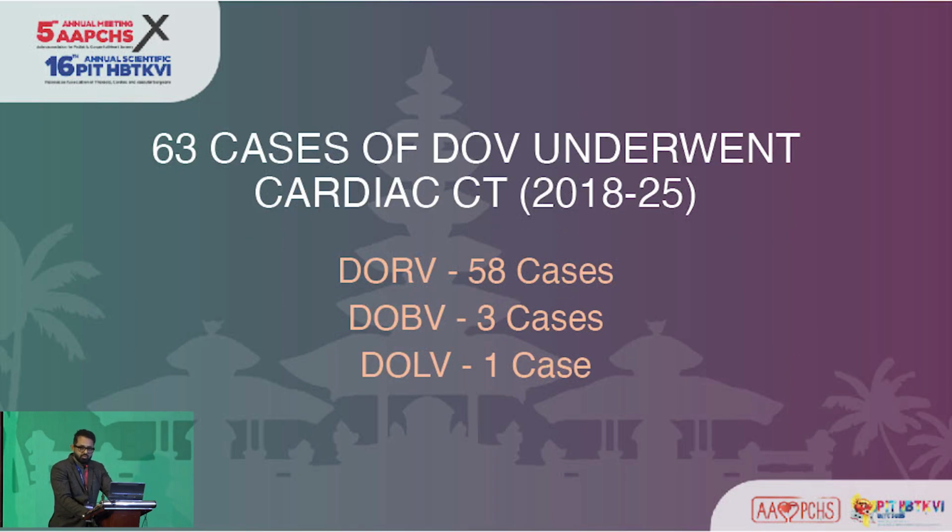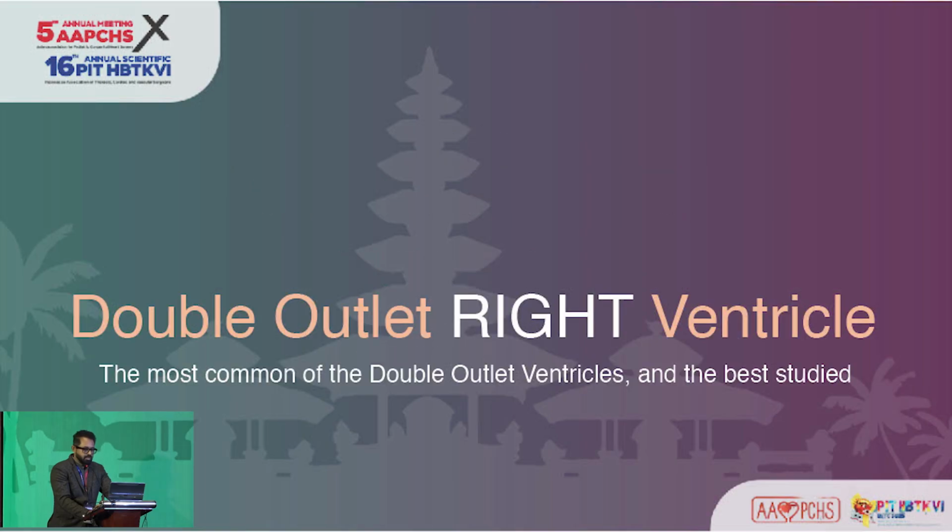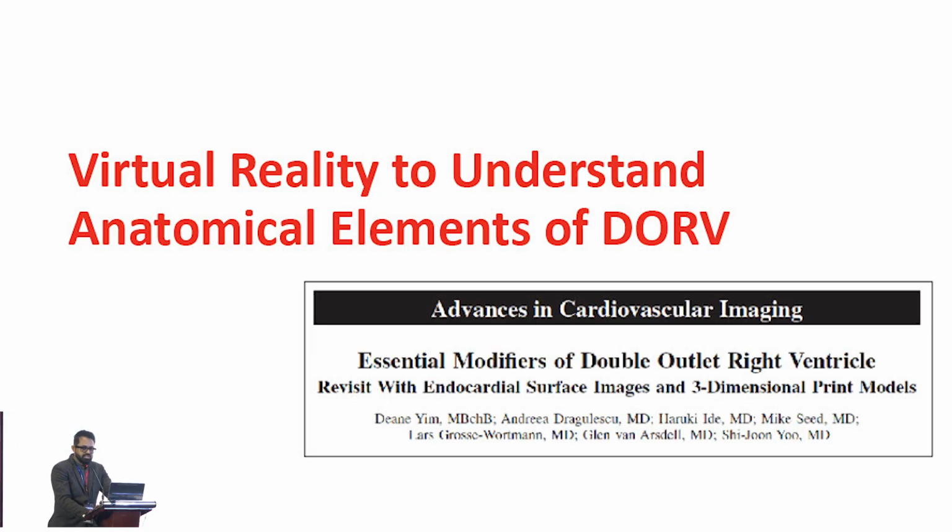So recently we looked at 63 cases of double outlet ventricles that underwent a cardiac CT at our institution over the last 7 years. 58 of them were DORV, 3 were DOBV, and 1 was a DOLV. These are all the most complex lesions where we did a CT to understand the anatomy before going to surgery. The DORV is the most common and the best studied of all the double outlet ventricles. There's this lovely paper from the Toronto group which talked about the essential anatomical modifiers of the DORV.